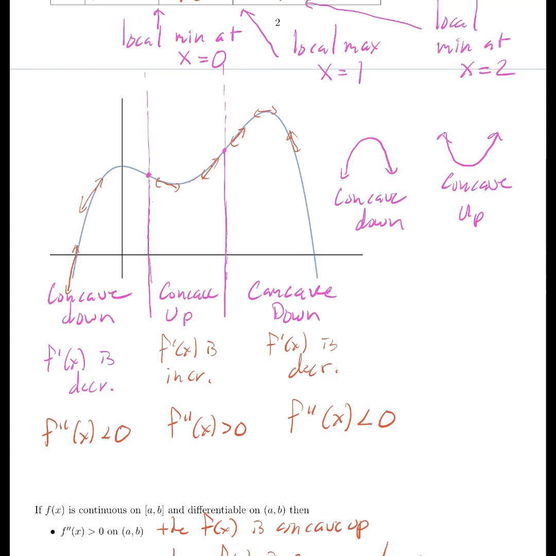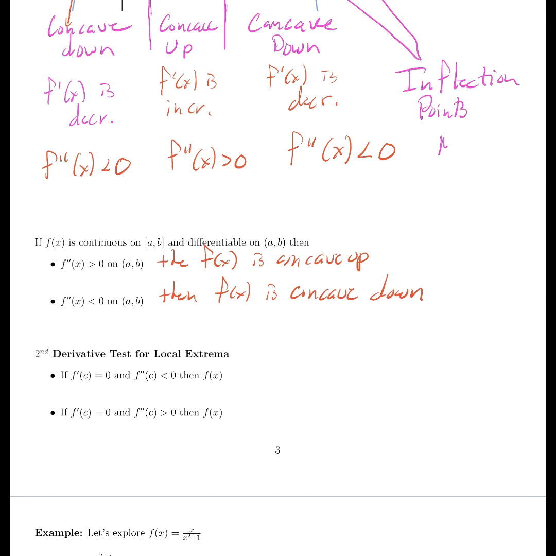Where do these change? These points here where we're changing concavity, sorry, I should have noted this before. Where we change concavity, these are called inflection points, and they may occur when f double prime of x is equal to 0 or undefined.